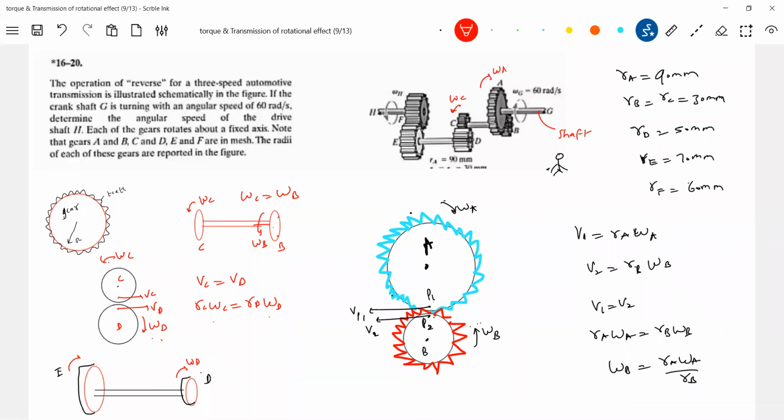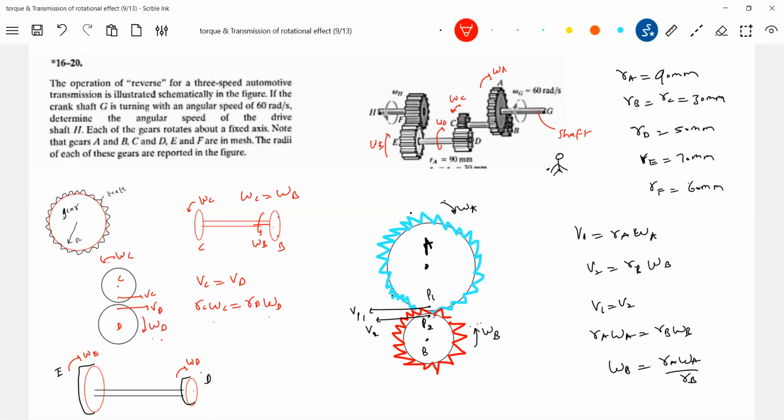Then how should omega E be like that? Any reason for that? Because they're just connected by a shaft. So with whatever angular velocity gear D rotates, with the same angular velocity gear E will also rotate. So according to the diagram, omega D should be like this, and omega E will be like this. Let's come to gear H.